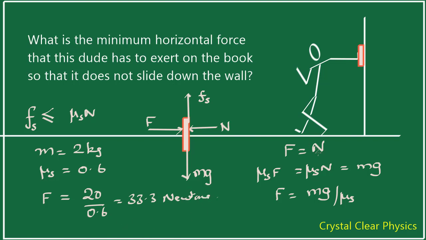What happens if this person applies a force much larger than that? Supposing the person applies a force which is twice this. In that case, mu s times F will become twice mg. Right? But will friction become twice mg? No. Friction needs to be mg to prevent it from sliding. Friction has to be less than or equal to 2 mg, so it will become mg, and the book will neither slide up nor down.